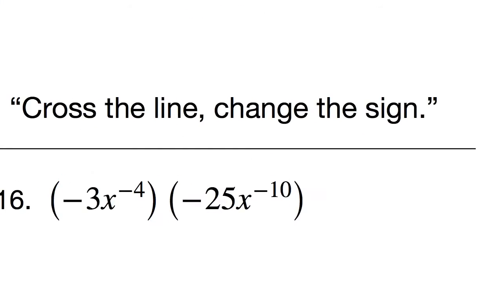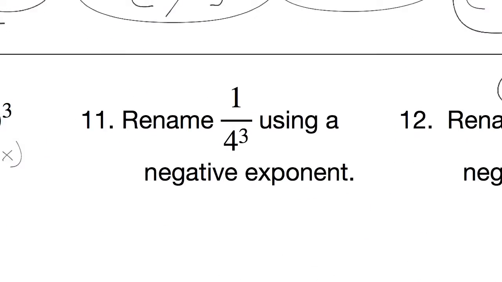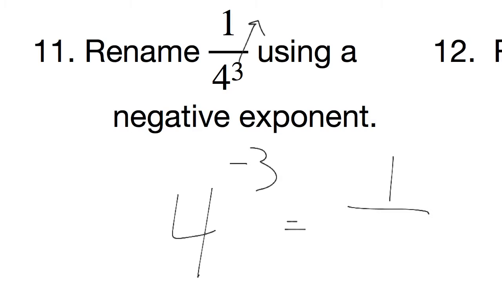And I think to summarize it, you just say, if you want to cross the line, then you change the sign. So if you want to cross this fraction line, like if you want to bring it back up, then you have to change the sign. 3 becomes negative 3, and it's 4 to the negative third. 4 to the negative third is the same thing as 1 over 4 to the third.